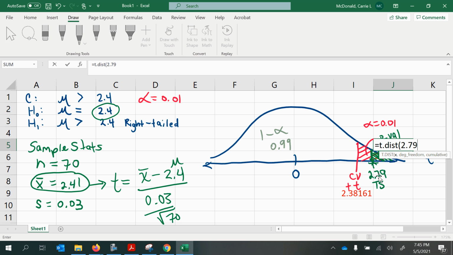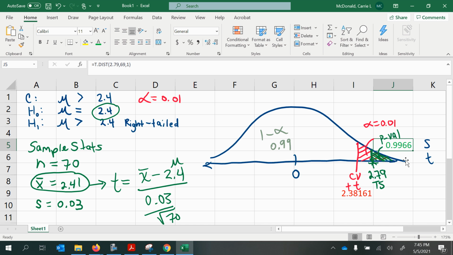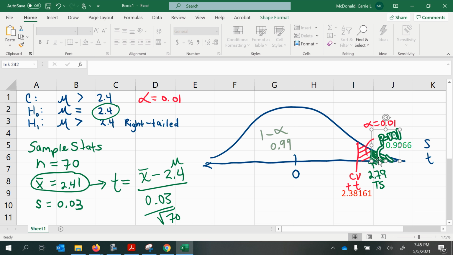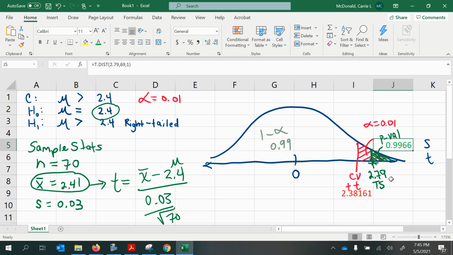Now be careful though, because when I put in my test statistic, then my degrees of freedom, and true for cumulative, I see an answer that is way too large to possibly be a p-value for this tiny little green shaded area here. The p-value is clearly tiny, right? Remember, the entire area under the curve is 1. Half of the area under the curve is 0.5. So this tiny little green region should be less than 0.5, and seeing an answer like this doesn't make sense.